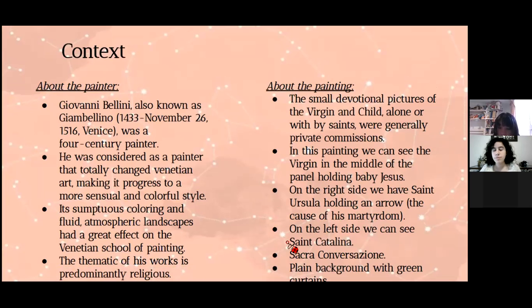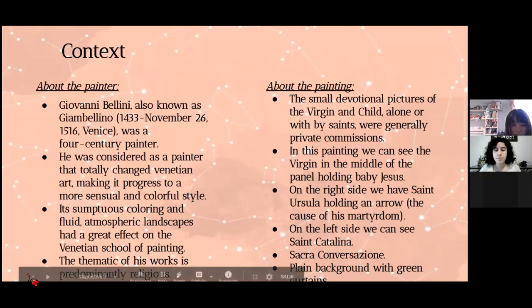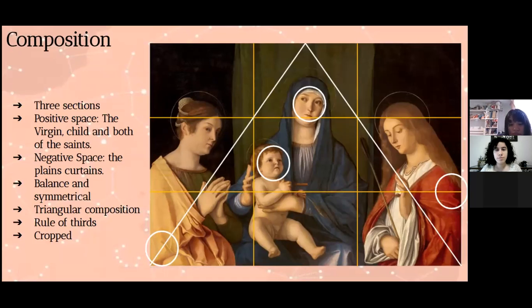We can see they are in a Sacra Conversazione, which is a pictorial genre within religious painting, and this also means they're in a state of communion. Bellini arranged the painting in three perfectly divided vertical sections, which can be seen with the rule of thirds, which tells the viewer that in these axes some important elements can be found. There is a clearly negative space, being the curtain, while the positive space is the Virgin, the Saints, and the Child. This takes us to the triangle composition.